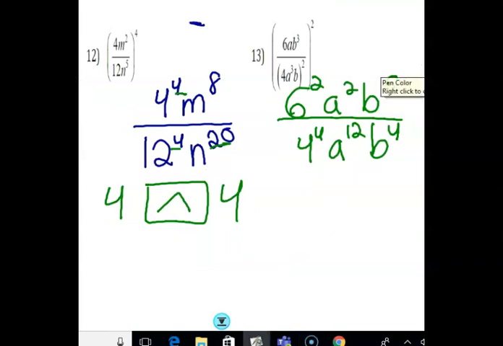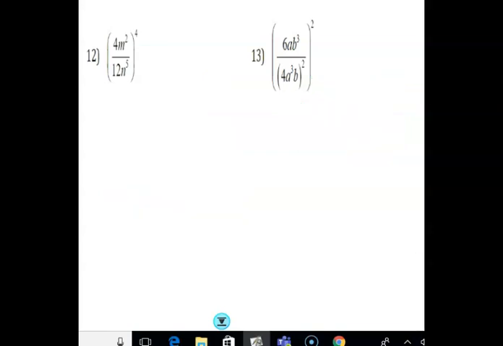All right, guys. So we had number 12, and we should reduce when we have that exponent because we can make it smaller. So if we add 4 to the 4th, m to the 8th, and I showed you on the calculator how to do this, 12 to the 4th, and n to the 20th.